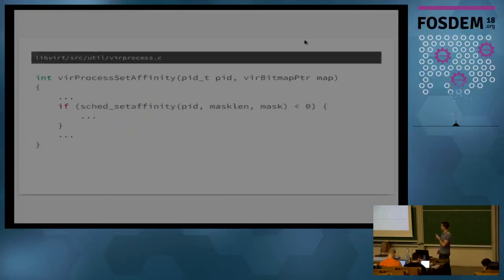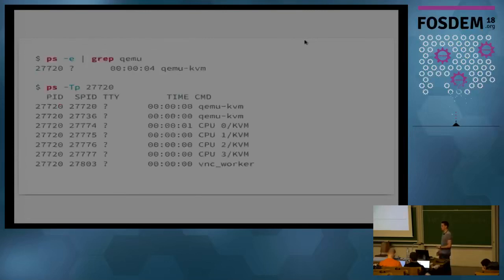vCPU pin, how that works under the hood, it calls a Linux function, which is set affinity. If you look at your QEMU process and you look at the threads that QEMU has spawned, it has an individual thread for every single one of your guest cores. So each vCPU is basically a host process, a KVM process.